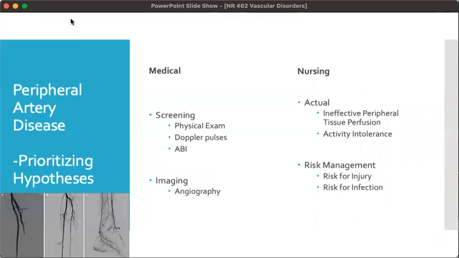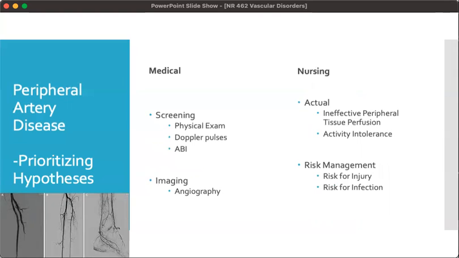For prioritizing hypotheses on the medical side, a big part of this is physical exam. So looking for their pedal pulses, palpating that they're diminished or absent, and we may require a Doppler in order to hear their pedal pulses if we need to. A Doppler is like a very sensitive microphone that we can put over a pulse and we can hear the pulse rather than feel it with our fingers.